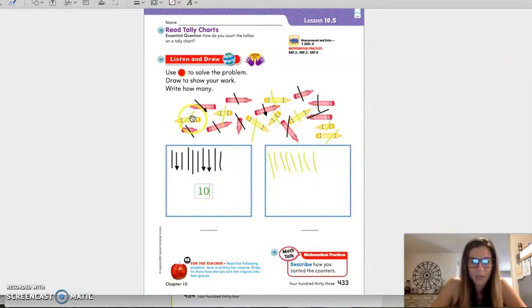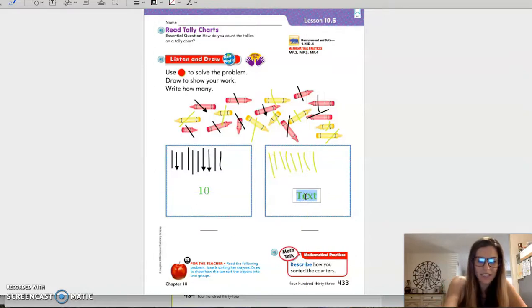And let's check our yellow real quick. 1, 2, 3, 4, 5, 6, 7, 8. Now let's check our markings. 1, 2, 3, 4, 5, 6, 7, 8. Alrighty. So I'm going to go ahead and write 10 over on that side and 8 for this side.